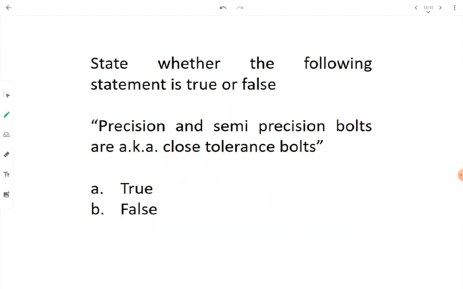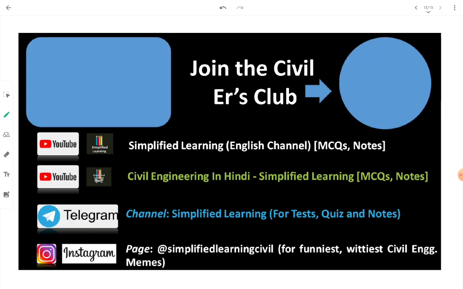Then state whether the following statement is true or false. Precision and semi-precision bolts are also known as close tolerance bolt. Yes, this is true, because the close tolerance which is provided, the clearance provided in between, is 0.15 to 0.20 mm oversize only. That's why they are called precision and semi-precision or close tolerance bolt. Okay, so that was all regarding the bolt and bolted connection.